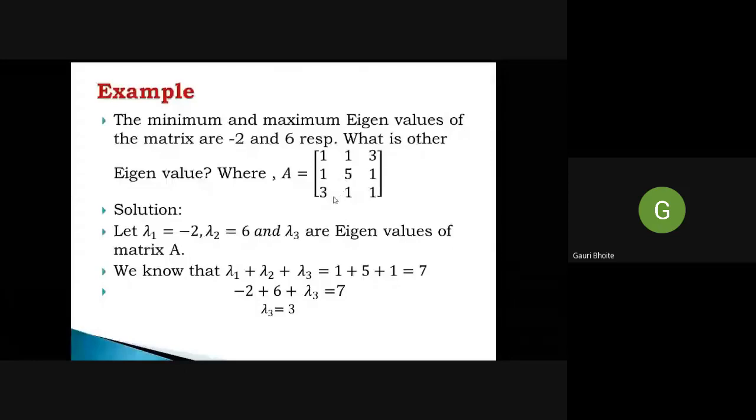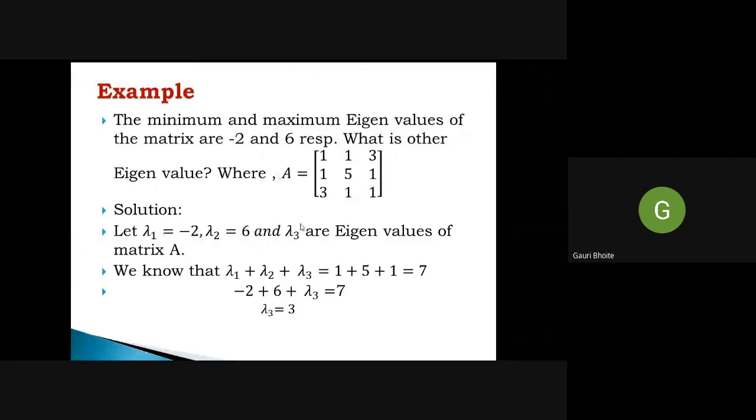Okay. Again we are using the same formula. Suppose lambda 1, lambda 2, lambda 3 are the 3 eigenvalues. Out of these 3, 2 are given: lambda 1 is -2, lambda 2 is 6. So we have to find lambda 3.